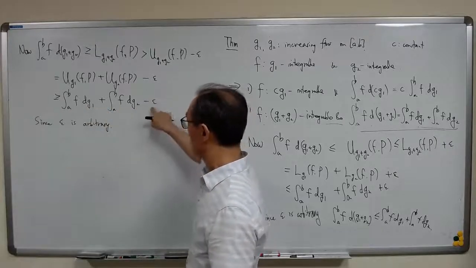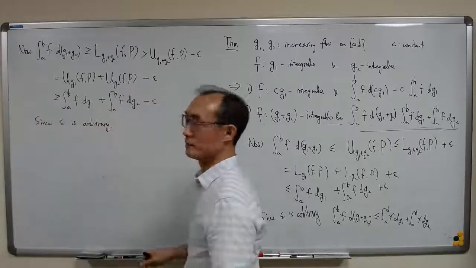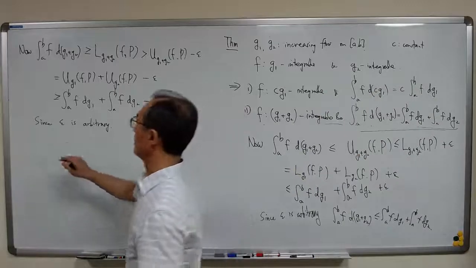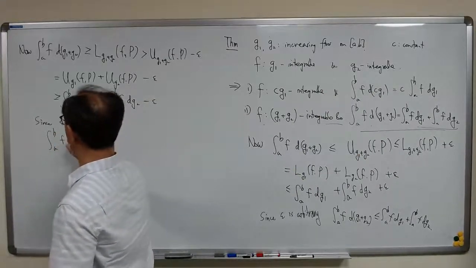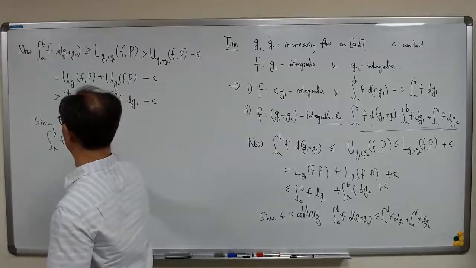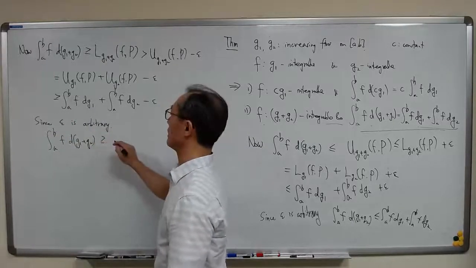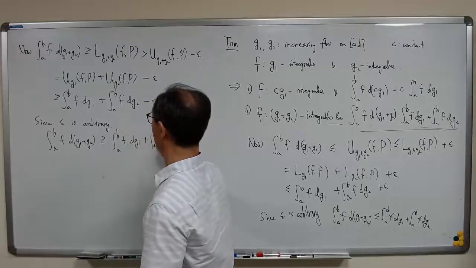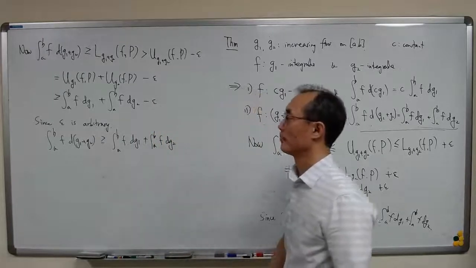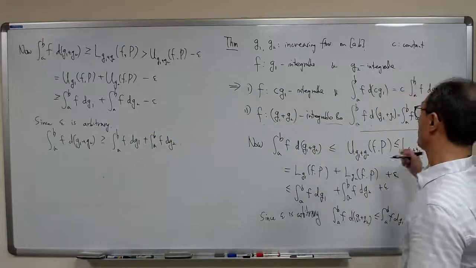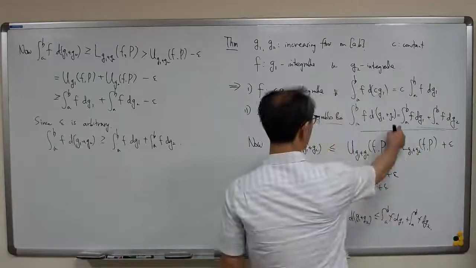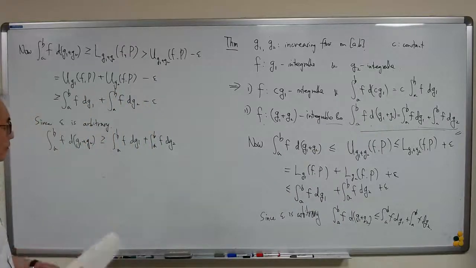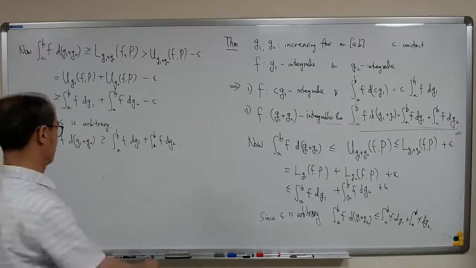Okay, so this inequality is true with the epsilon on this side, which means this inequality is also true without the epsilon. So we have the inequality in the other direction. So this Stieltjes integral is greater than or equal to the Stieltjes integral with respect to G1 plus the Stieltjes integral with respect to G2. Okay, so we verified two inequalities with different signs, in different directions, to get the equality between them.